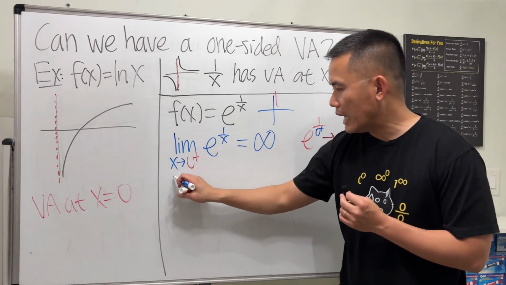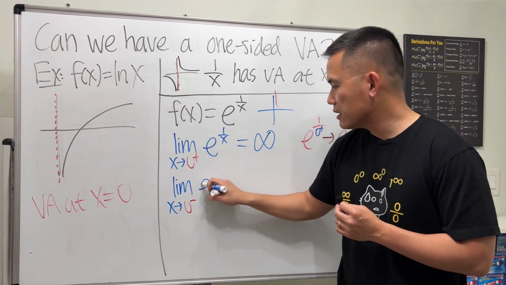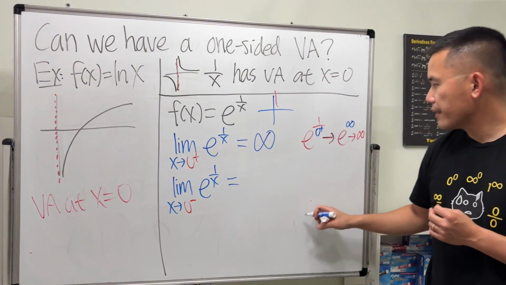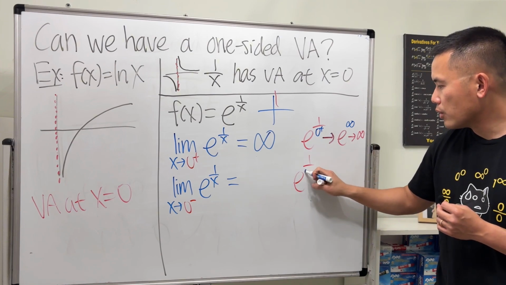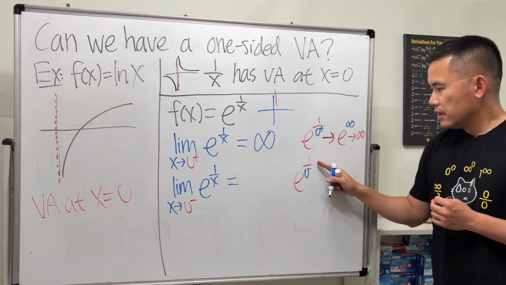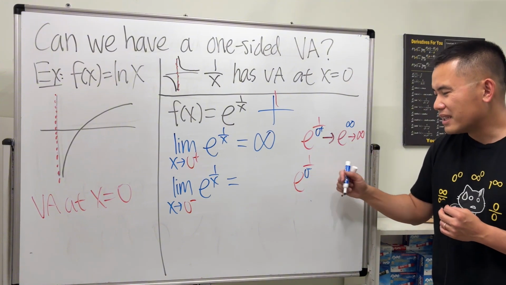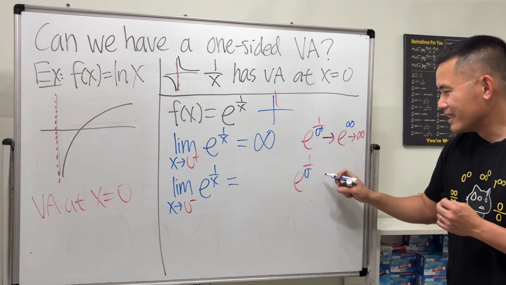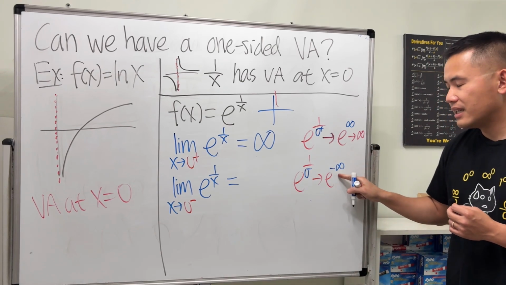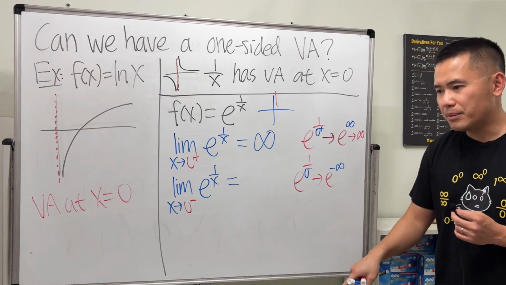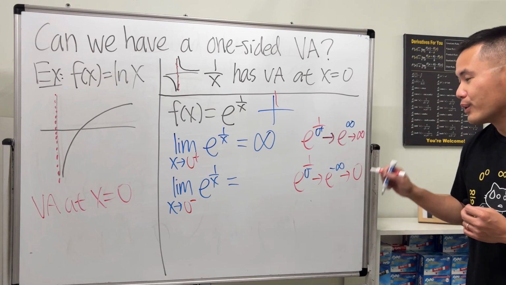But now, if you have the limit as x approaches 0 from the negative side, if we do e raised to the 1 over 0 minus, this is negative infinity, yeah? Because 0 minus is a negative number. And this right here will give us e to the negative infinity. You can bring that down to the denominator. 1 over infinity, you get 0, which is a finite value.